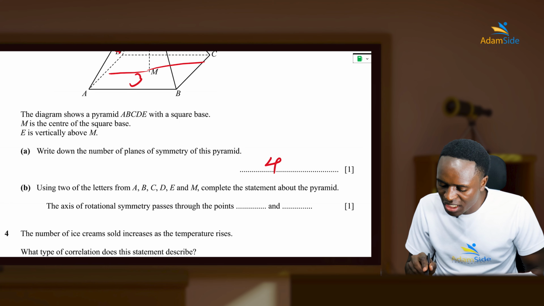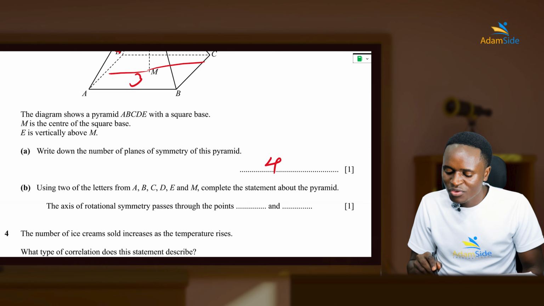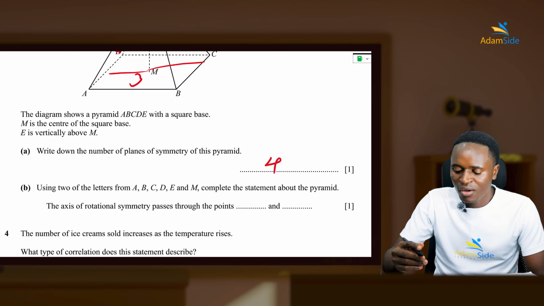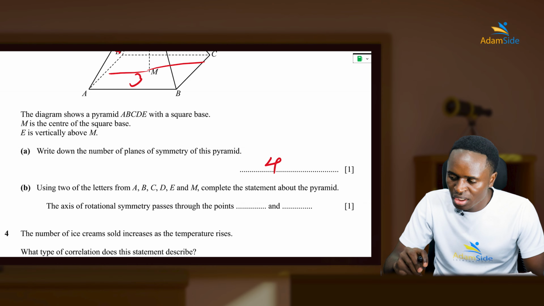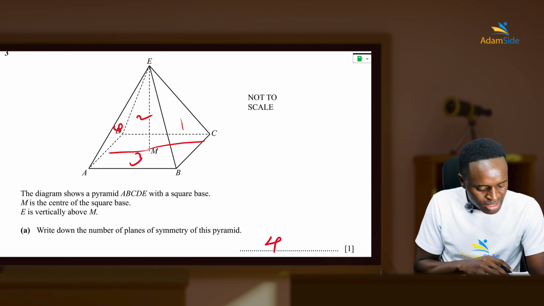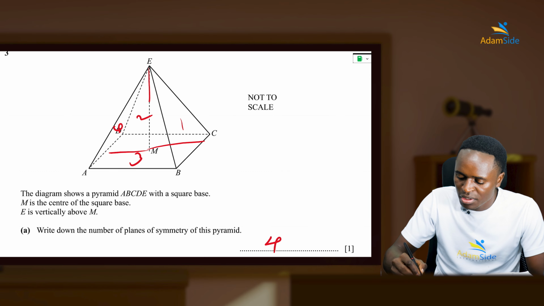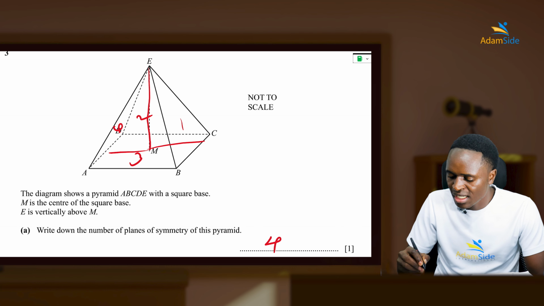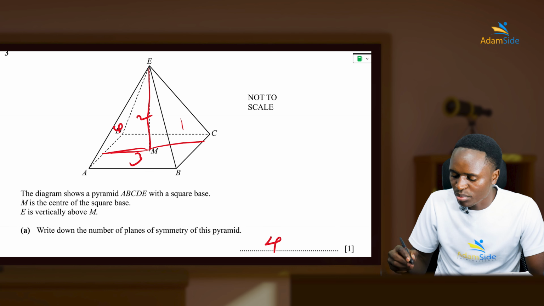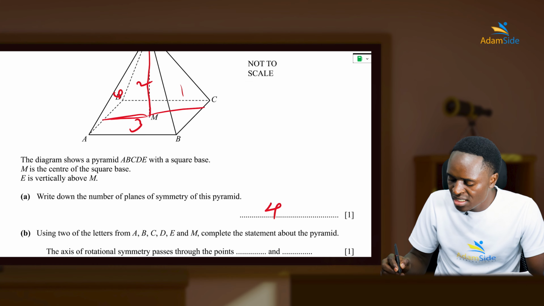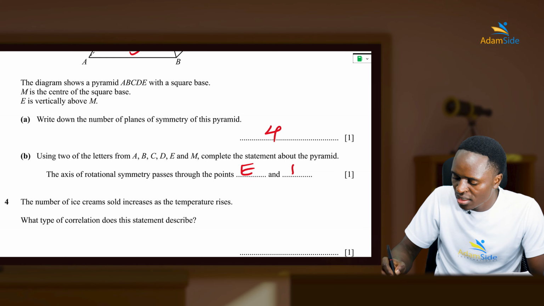Using 2 of the letters from A, B, C, D, E, and M, complete the statement about the pyramid. The axis of rotational symmetry passes through the point. Obviously, if you go back to the shape, it will be here, the middle. EM, that's where the axis of symmetry passes through. So we write: it passes through the points E and M.